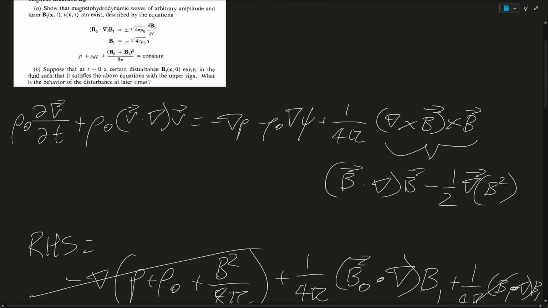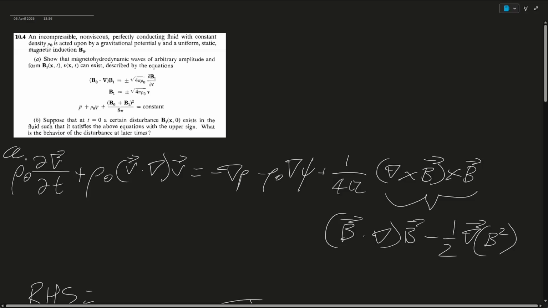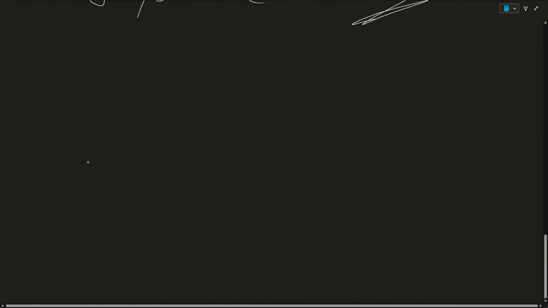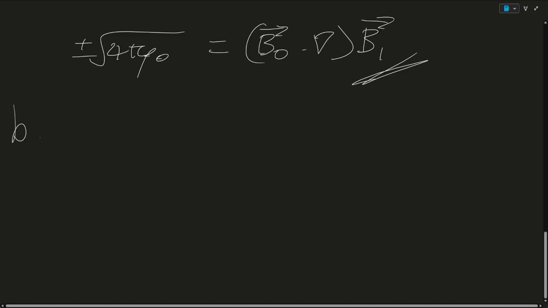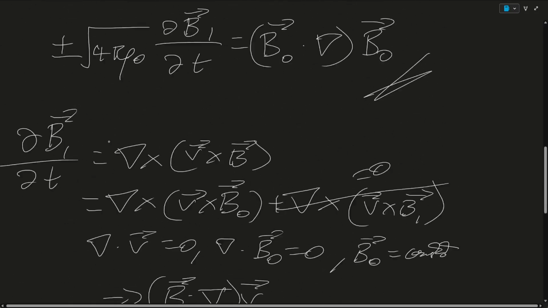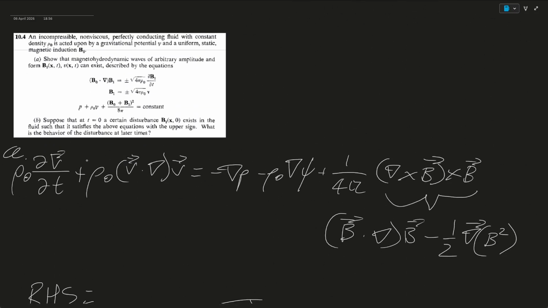That was part A. What is part B got to say? Oh yeah, I should read it out, shouldn't I? Right, so B says, suppose that at t equals 0, a certain disturbance B1 x naught exists in the fluid such that it satisfies all the above equations with the upper sign. What is the behaviour of the disturbance at later times?